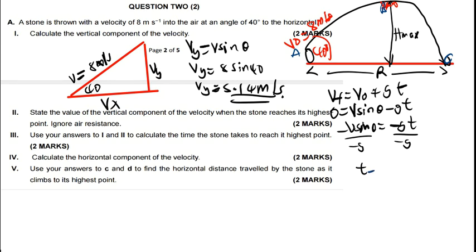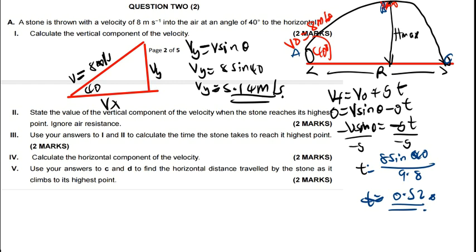So V is 8 sine theta, which is 5.14, as we have already found there. I divide that by 9.8. So T will be equal to, the negatives have gone, 8 sine 40, which is 5.14, divided by 9.8. So I'm getting my time to be 0.52 seconds. This is the time it took for this stone to reach the maximum height.